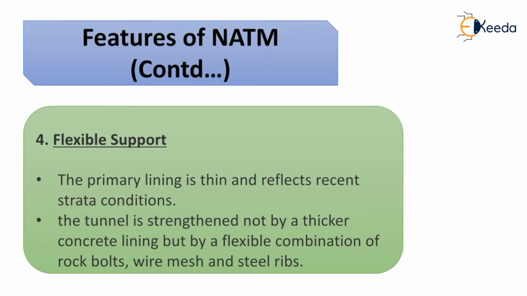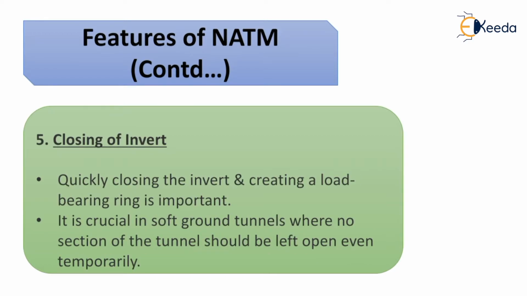Fourth feature, flexible support. The primary lining which is applied is thin and reflects recent strata conditions. Then the tunnel is strengthened not by a thicker concrete lining but by a flexible combination of rock bolts, wire mesh and steel ribs.